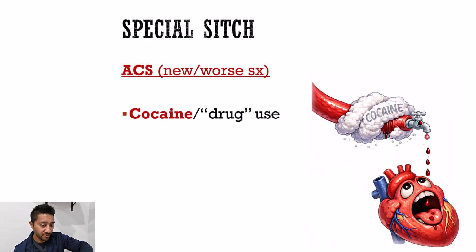Note the difference here though. Instead of a plaque rupture, like we see with the atherosclerotic diseases, here you're getting a vasospasm of those coronary arteries. This is going to significantly reduce the blood supply to the heart, causing in turn an acute coronary syndrome.